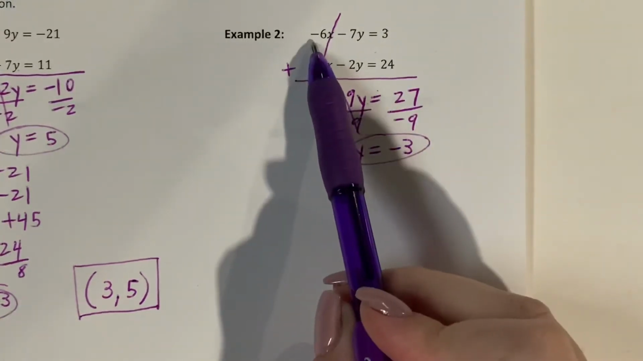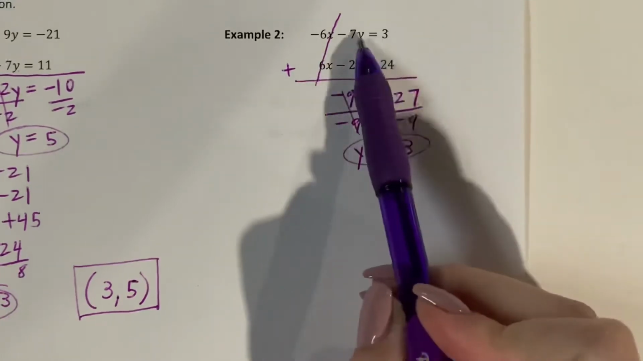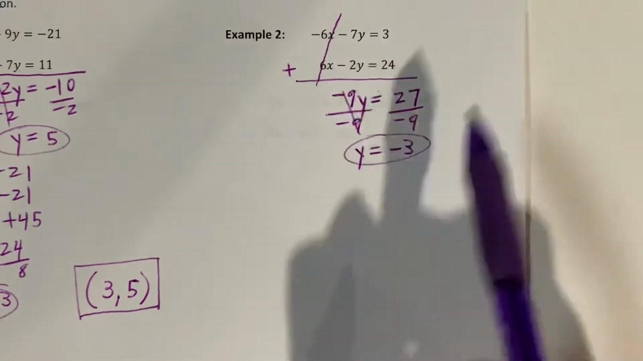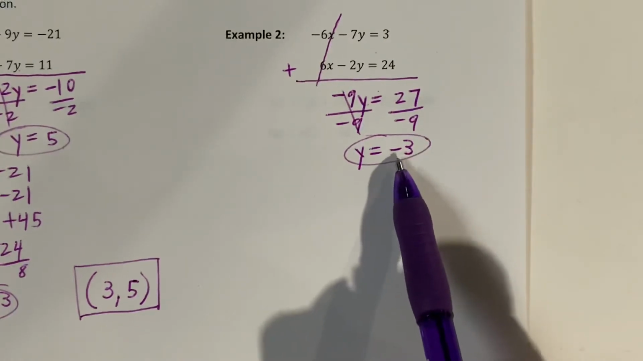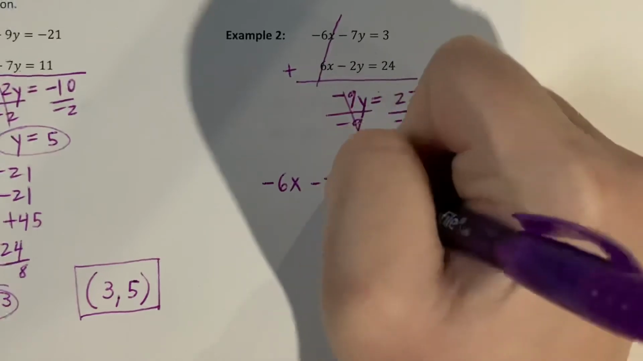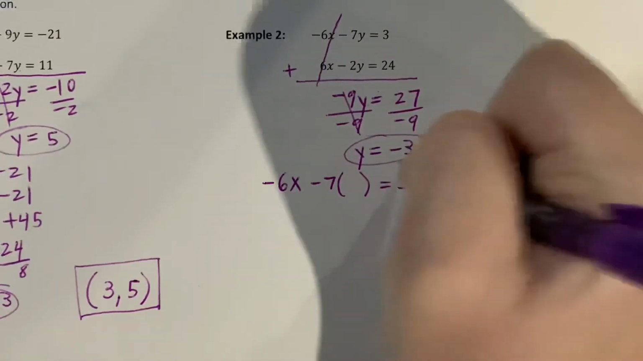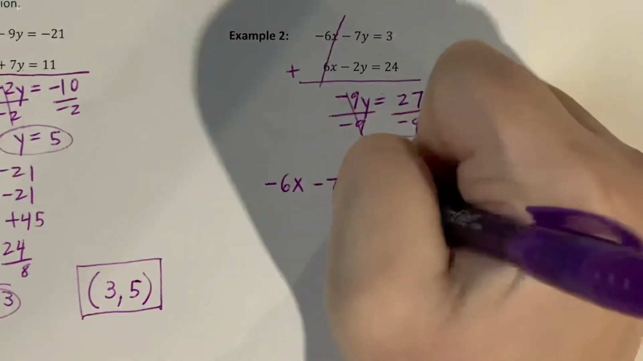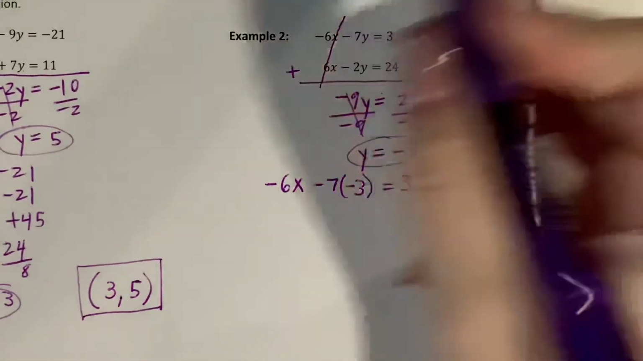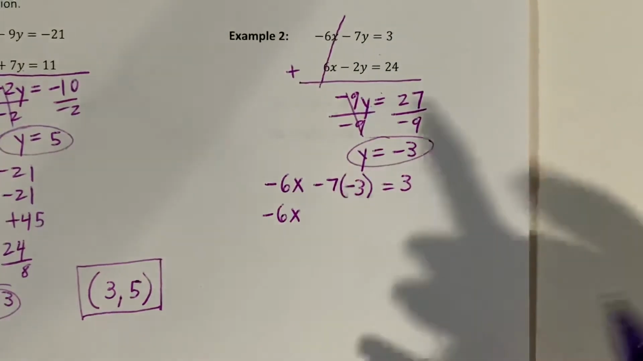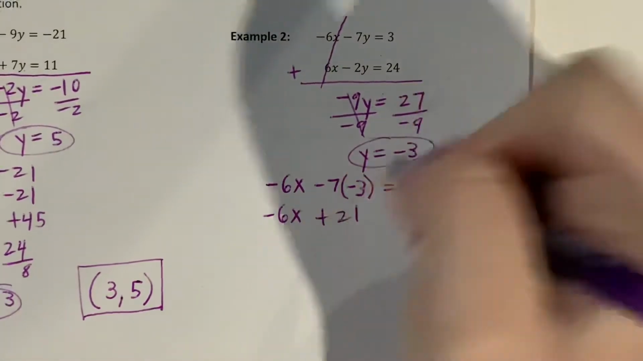So I'll write my first equation exactly as I see it, but instead of writing my variable y, I'll put parentheses because I'm going to plug in what we just found y to be. So I have negative 6x minus 7 times y equals 3. I know what y is. We found y to be negative 3, so I can plug that in. So I have negative 6x, negative 7 times negative 3 turns to a positive 21.